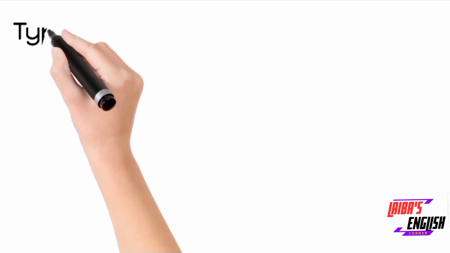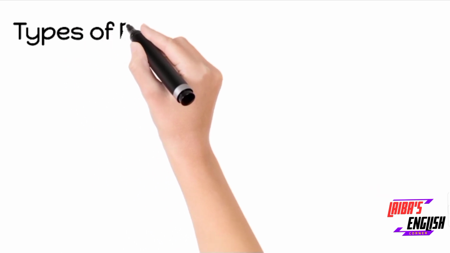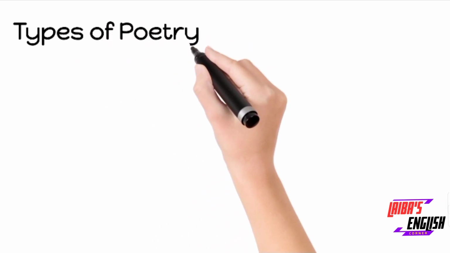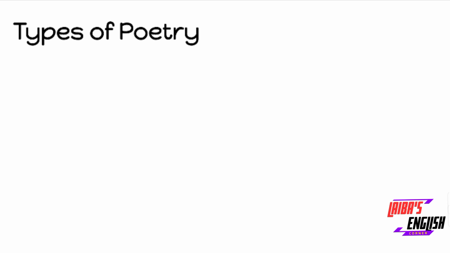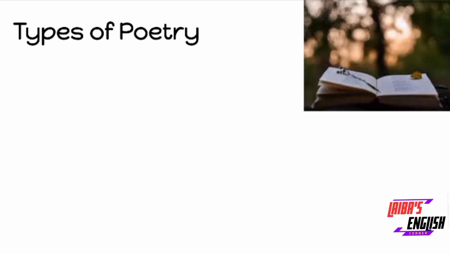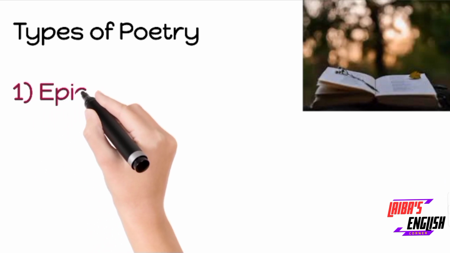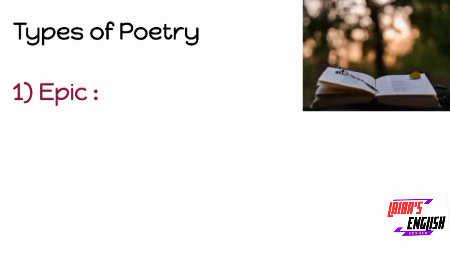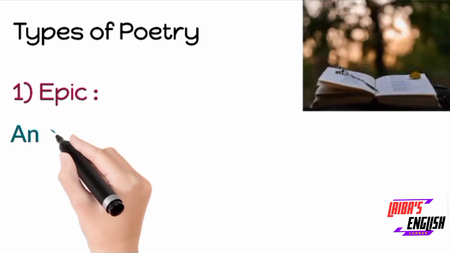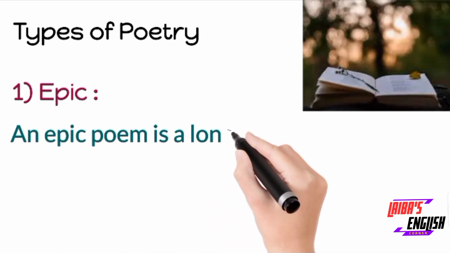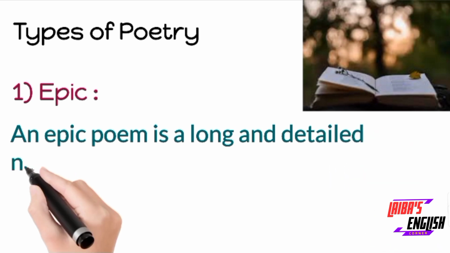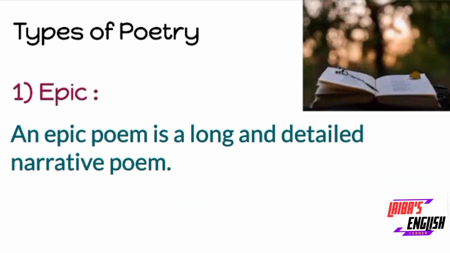Next, we are going to discuss the different types of poetry, which is very important to understand. Make sure to listen carefully and be clear with your concept. So, we will start with our number one type of poetry, which is epic. As I mentioned the name of epic earlier in narrative poetry, now we will see the proper definition. An epic poem is a long and detailed narrative poem. It means it is a very big poem.